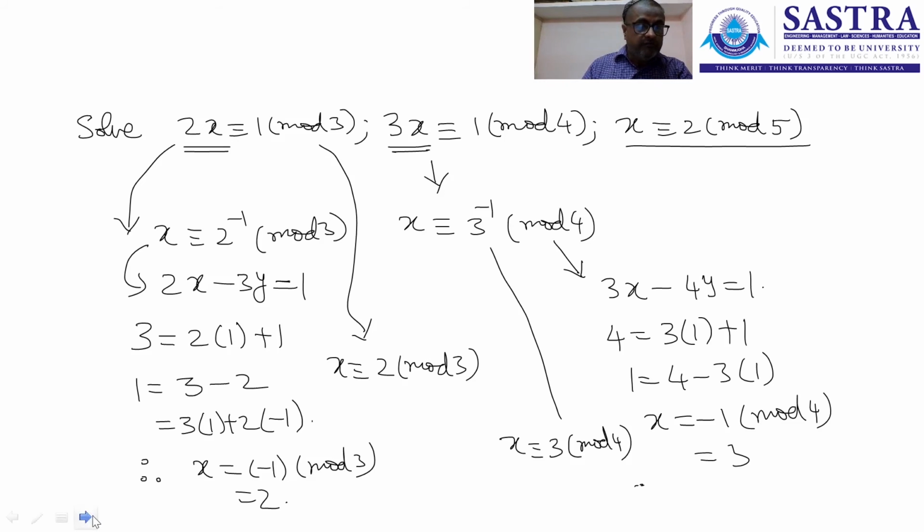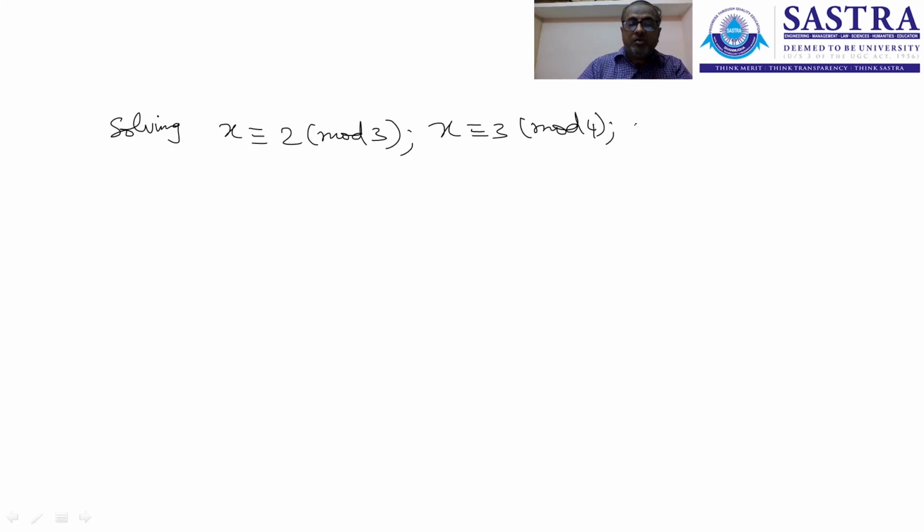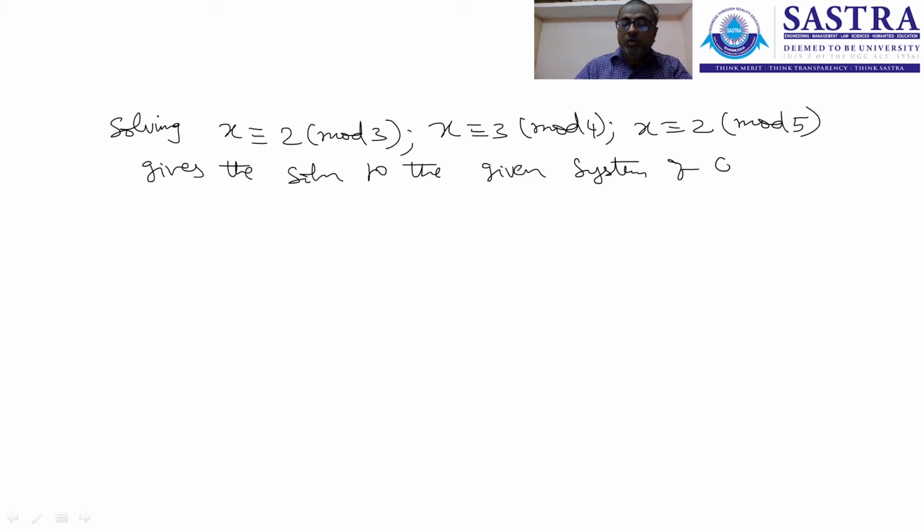So now I will use the previous case, solving x congruent to 2 mod 3, and x congruent to 3 mod 4, and x congruent to 2 mod 5, which gives the solution to the given system of congruence equations.